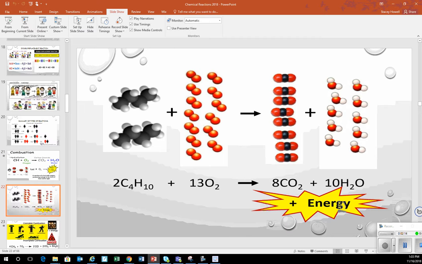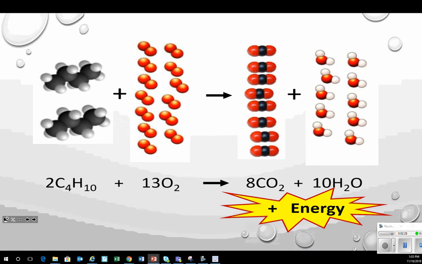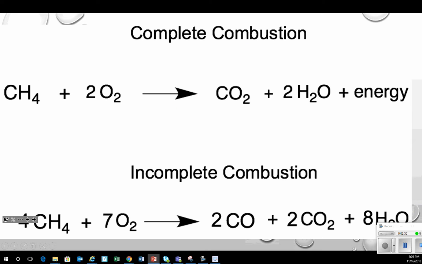This one is butane. So if you've ever used a butane torch, you need 13 oxygens to go with 2 butanes to make 8 carbon dioxides and 10 waters, and then you get a bunch of energy. Okay, let me go into PowerPoint mode for just a minute. So when we have complete combustion, we end up with CO2, water, and energy.